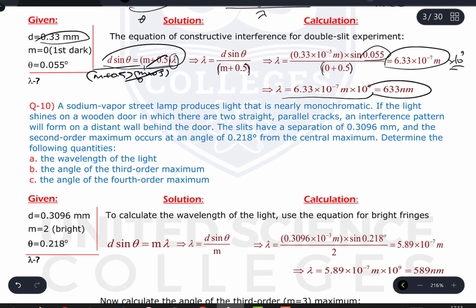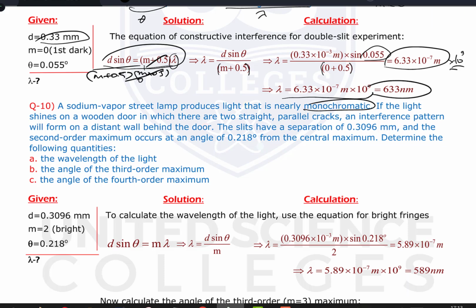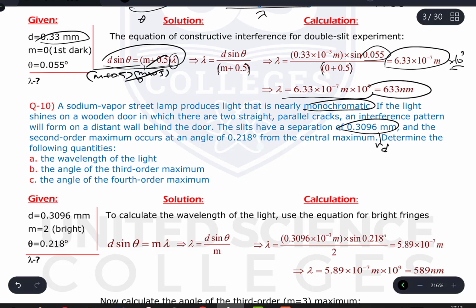A sodium vapor street lamp produces light that is nearly monochromatic, a single color. If the light shines on a wooden door in which there are two straight parallel cracks, just like slits, an interference pattern will form on a distant wall behind the door. The separation between the slits is given, d is 0.3096 millimeter, and the second order maximum.